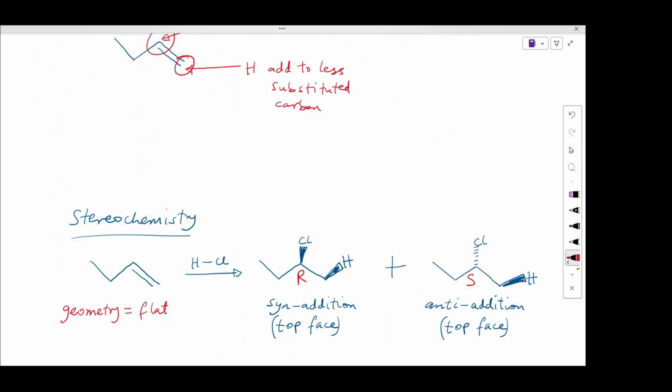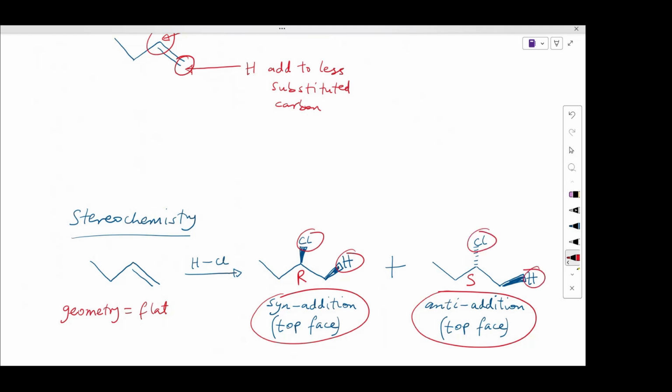In terms of stereochemistry, we would have a mixture of syn-addition product and anti-addition product. In the syn-addition product, the hydrogen and the chlorine will add on the same side. And in the anti-addition product, the hydrogen and the chlorine will add on opposite sides. Now, how can we tell the number of products this will form? We need to look at the number of chiral centers we have. Apparently, this carbon is not a chiral center because there are no two different groups on that carbon. Therefore, we do not need to show stereochemistry. We also don't need to show the hydrogen.